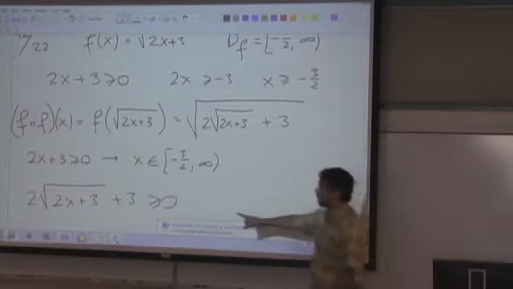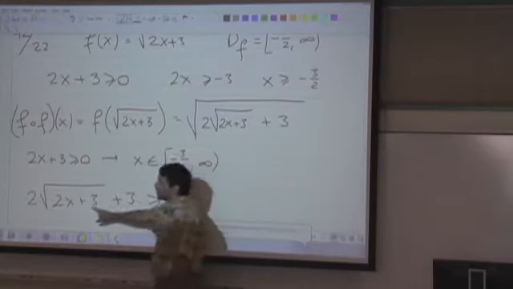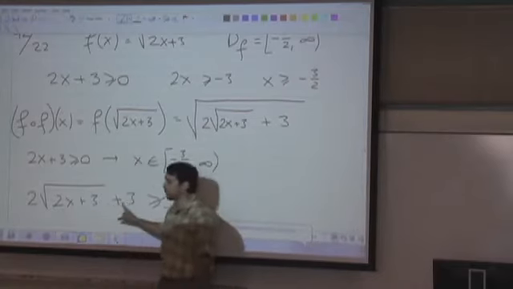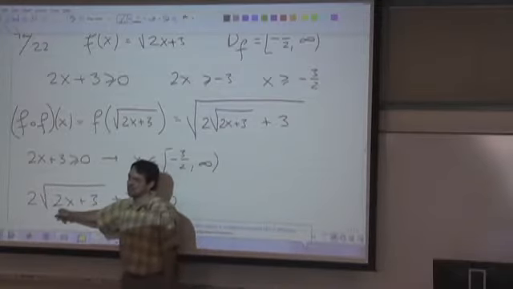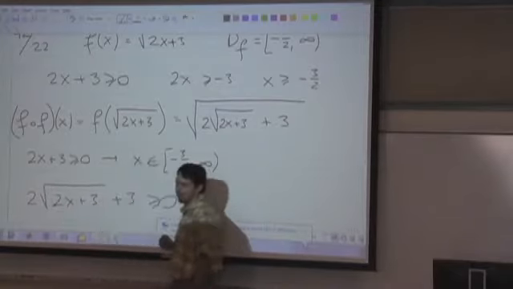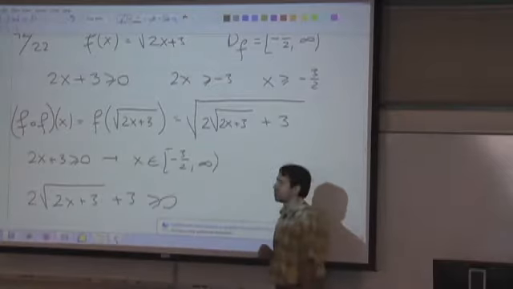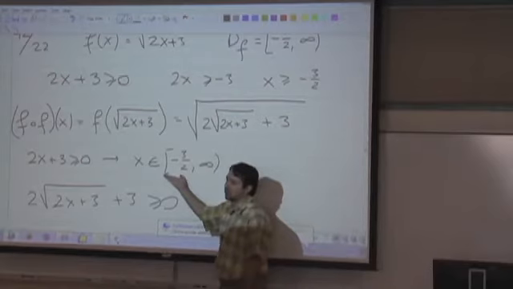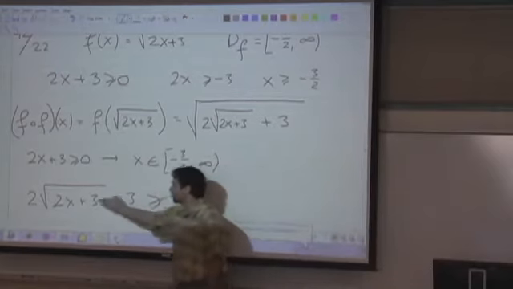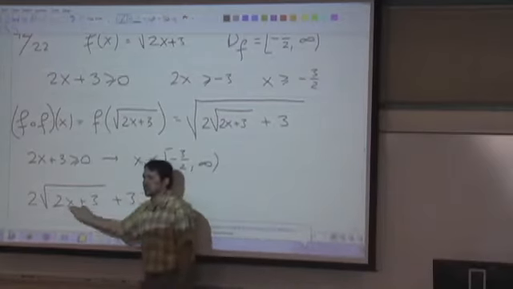But what is this actually saying? Square roots are never negative, right? Adding 3 to it surely doesn't make it negative, which means this will always be positive, as long as this square root actually makes sense. Does that make sense? And so the domain is negative 3/2 to infinity, right? Because this still has to make sense.